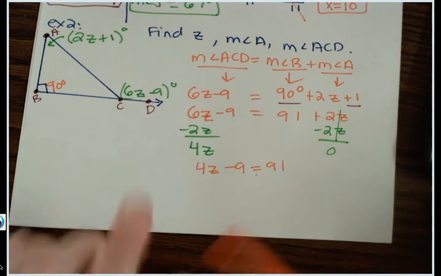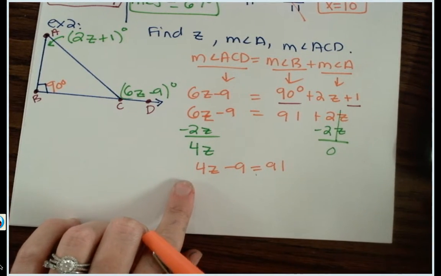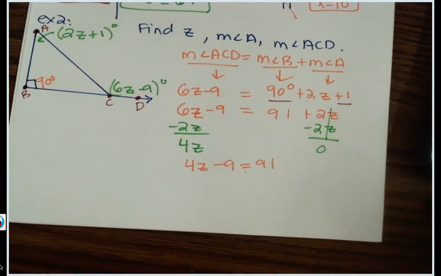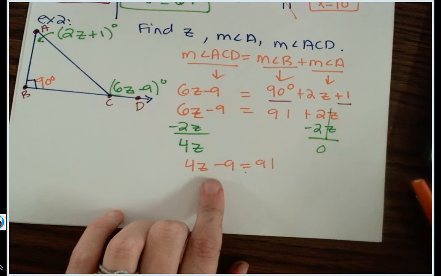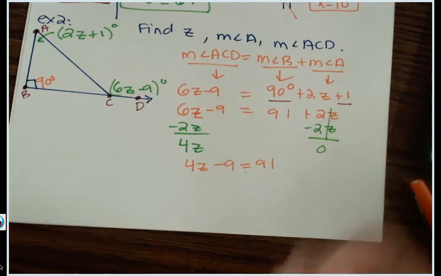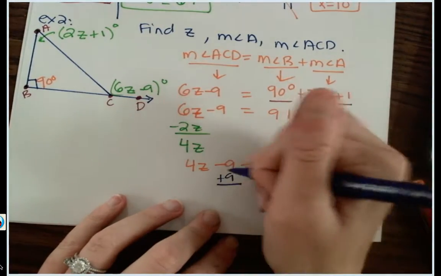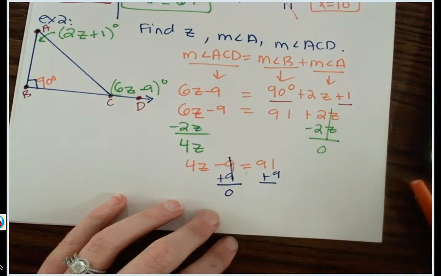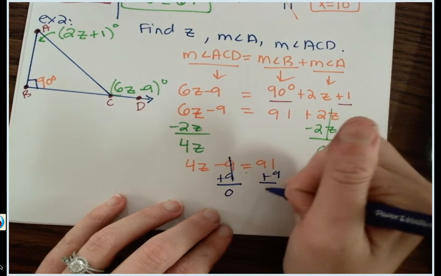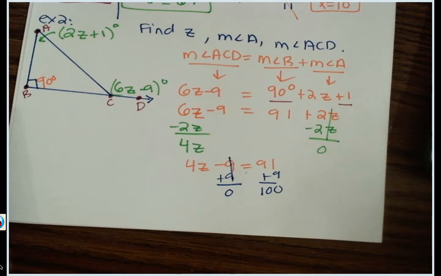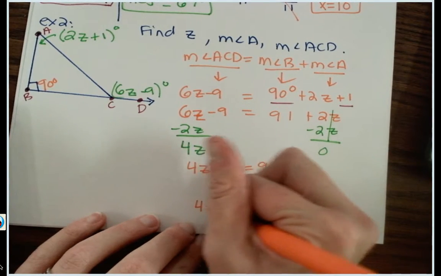All right, guys, we got to get Z on one side by itself, and then we'll have Z solved for. Yay. So I need to push that negative 9 to the other side, which the way that we bring a negative 9 to the other side is by adding it. Negative 9 plus 9 cancels and turns to 0. 91 plus 9 will give me 100. So I'm left with 4Z equals 100.